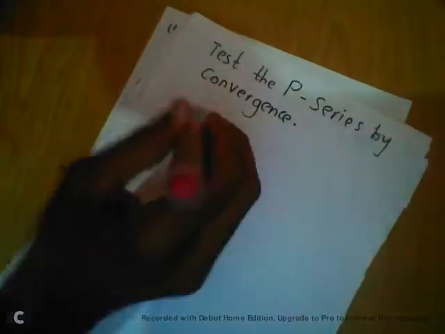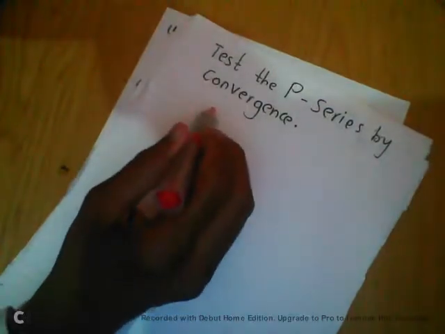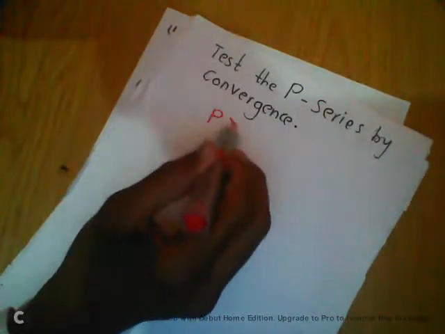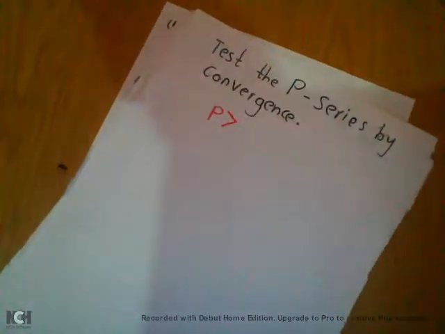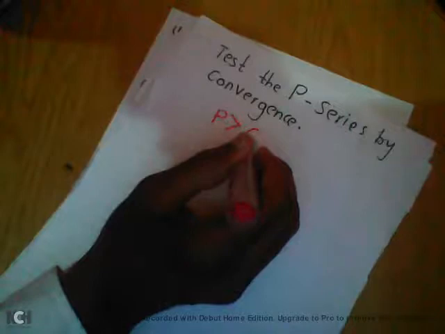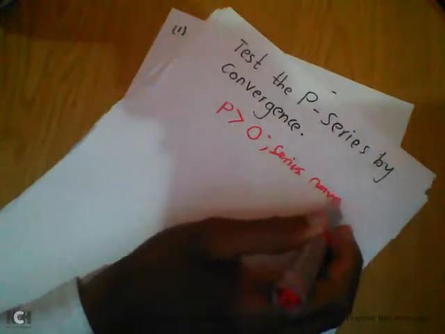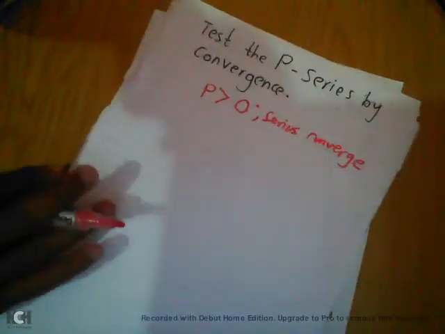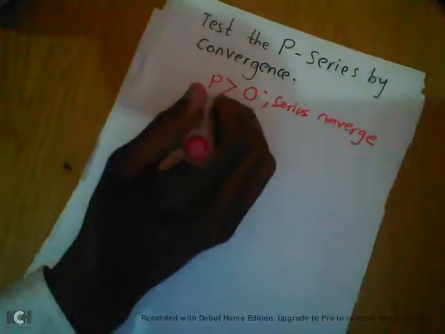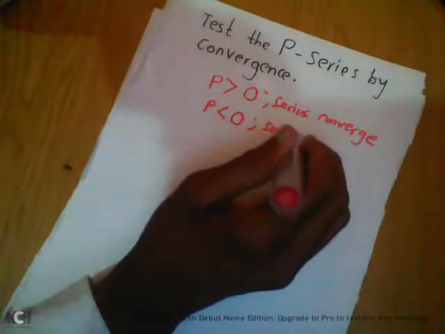The mistake I made before is on the P series test: when P is greater than 0, the series converges, and when P is less than 0, the series diverges.